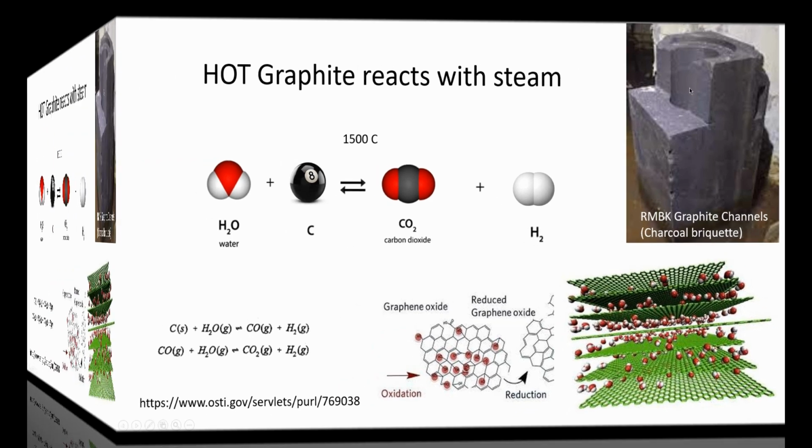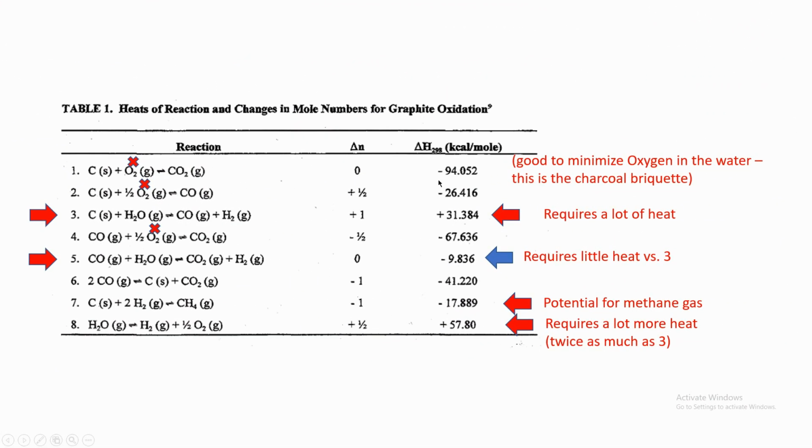Here is a table from a paper that discusses the oxidation of graphite and all 8 reactions involved. For our purposes, we will ignore the reactions with oxygen, as we have no oxygen in the RBMK at this time. We only have steam and graphite, and no other oxygen-related reaction competition. This first reaction is the charcoal briquette reaction in our backyard grill. The third reaction is the one that produces carbon monoxide and hydrogen gas.